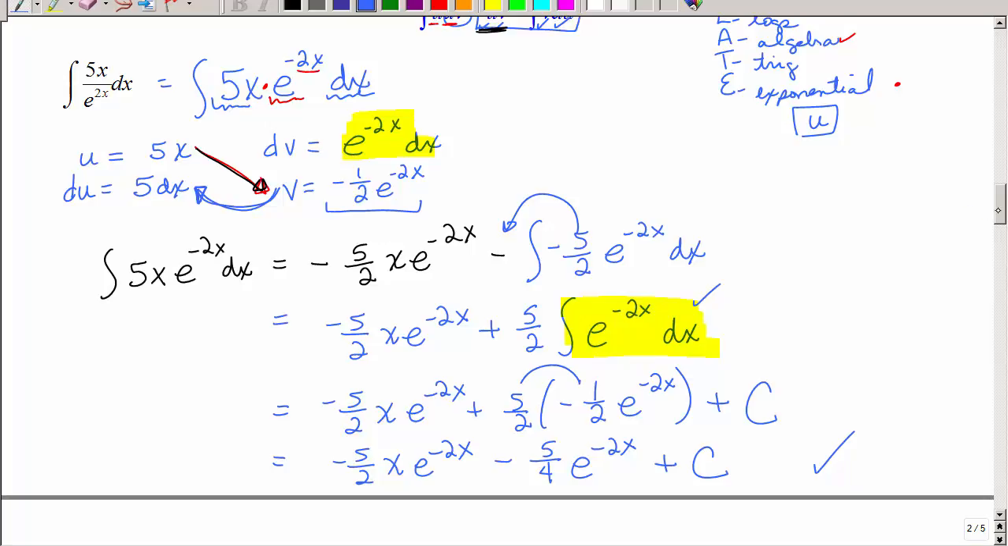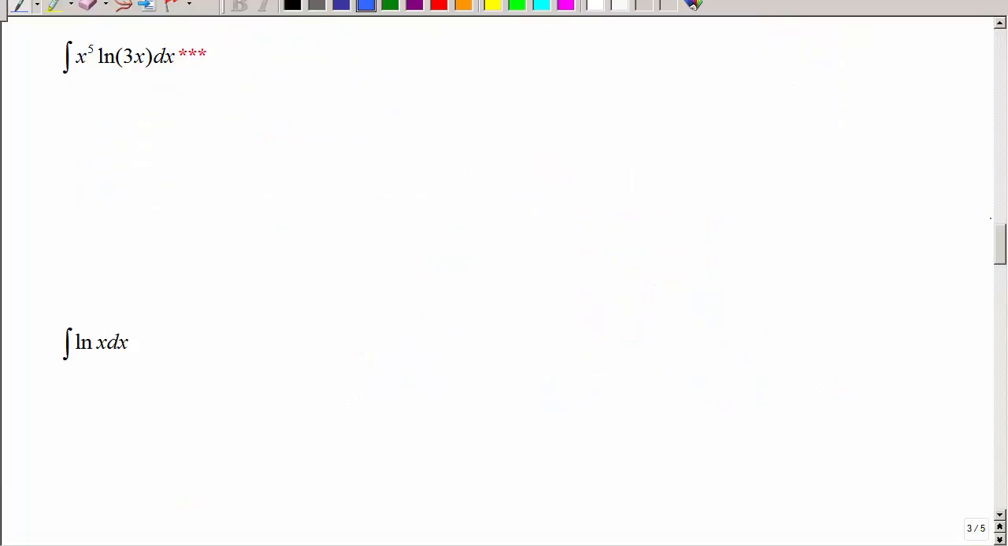Let's look at another one. Now you're wondering, why do I have those 3 asterisks there? Because I want to emphasize this part. We do not, as of yet, have a rule for the integral of the natural log of x dx. In fact, that's my next problem. So we don't have a rule.